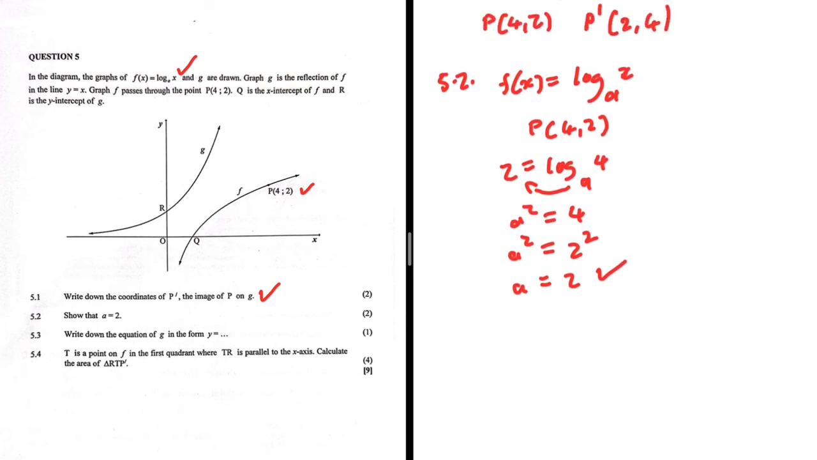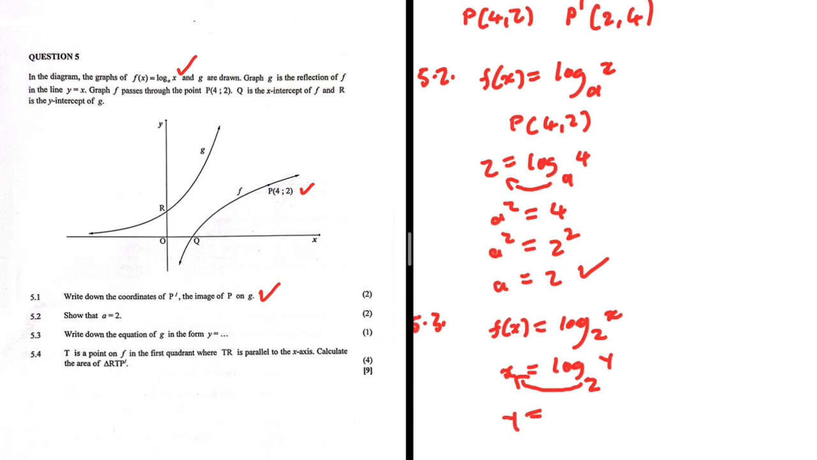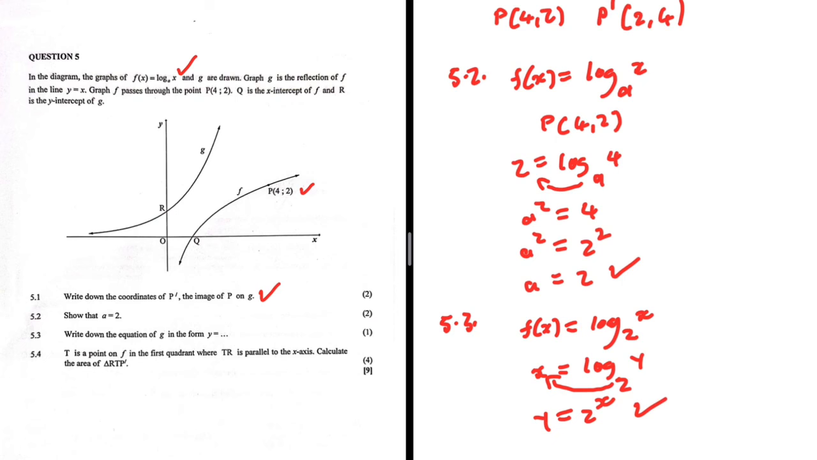Let's take a look at 5.3. Write down the equation of g in the form y equals. Like I've said, g is the inverse of f of x. So f of x is equal to, now that we know that a is equal to 2, log of x with base 2. In order to find g of x, we need to swap x and y and solve for y. So the first step, swap x and y: in place of y, we put x, and in place of x, we put y, and a is 2. Now it's just a matter of solving for y. Obviously, the 2 is going to carry the x. We're going to have y equal to 2 to the power x. And there we go, we have the equation of g of x. That is 5.3.